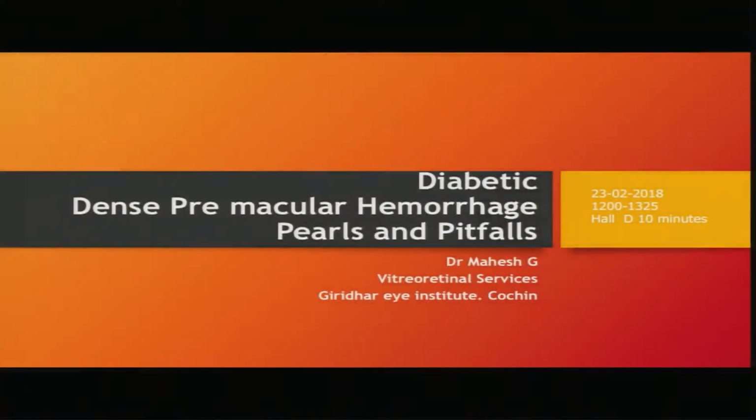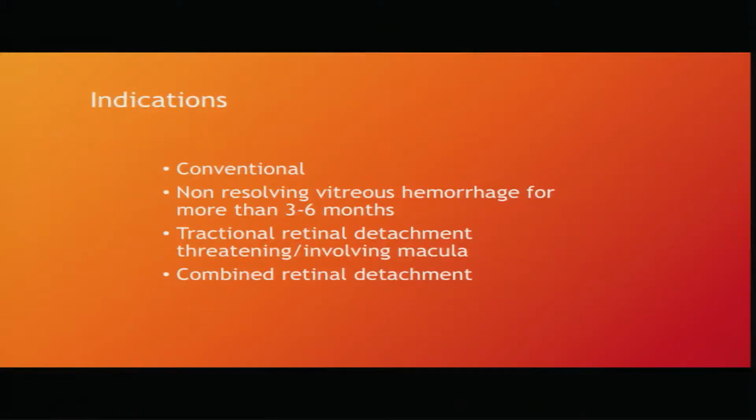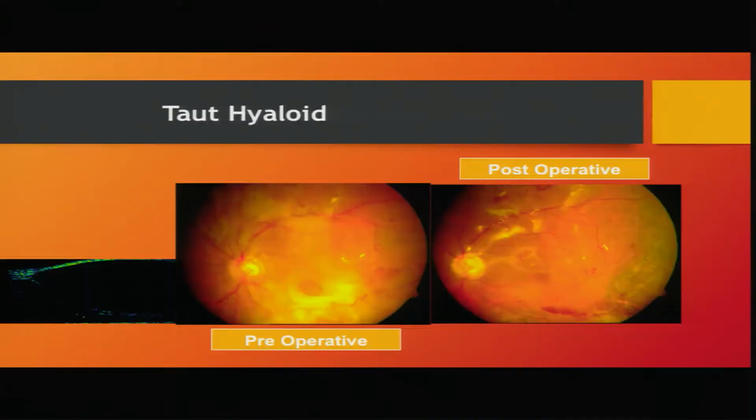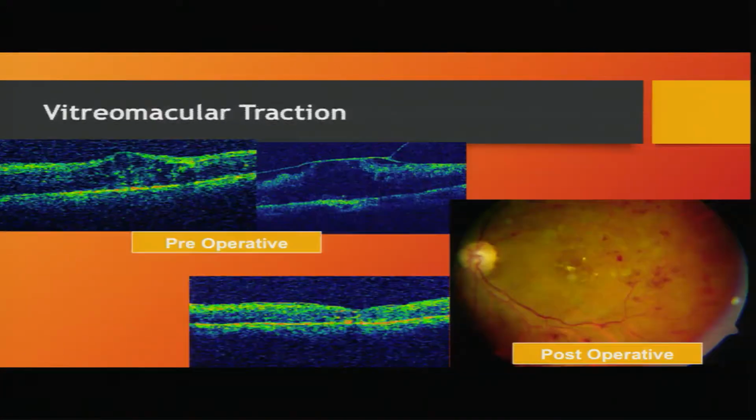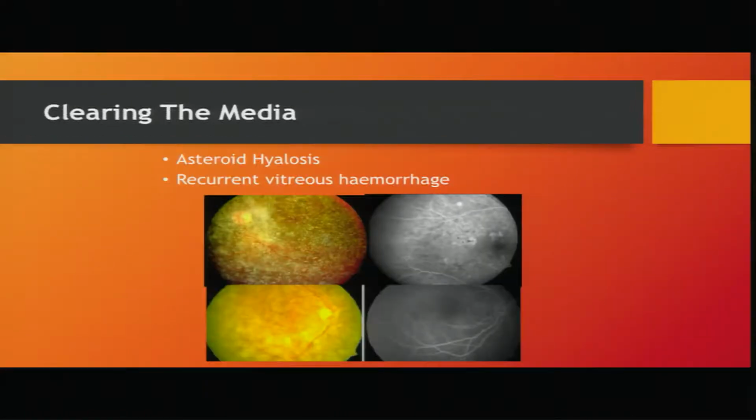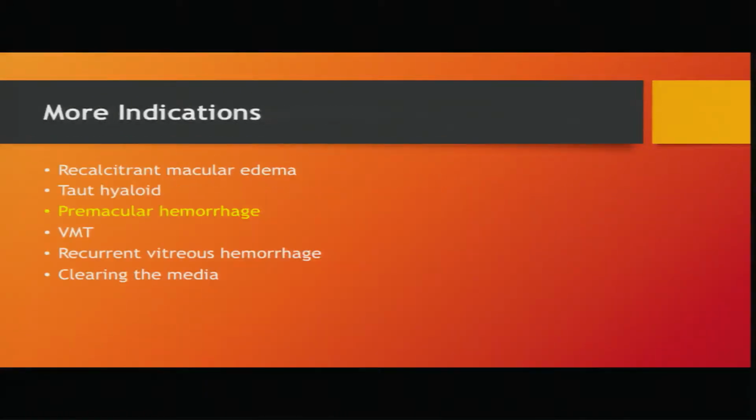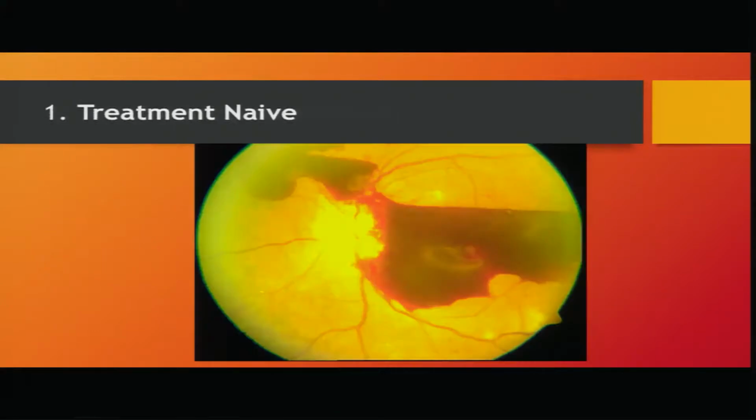Thank you, sir. LG sir has given the pearls in vitreous surgery by his vast experience. I will be just adding a few points, that's all. Indications of vitreous surgery have changed over the last 10 years, probably in diabetic retinopathy. The conventional indications and the new indications like recalcitrant edema, taut hyaloid, then vitreomacular traction, and clearing of the media. A lot of new indications are there, but I will be talking specifically on premacular hemorrhage.